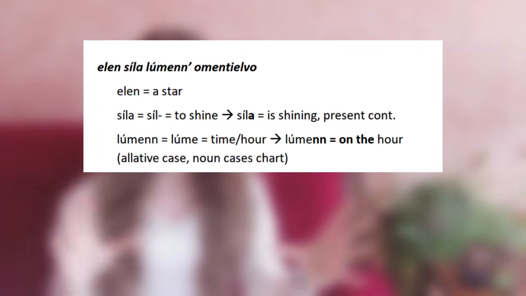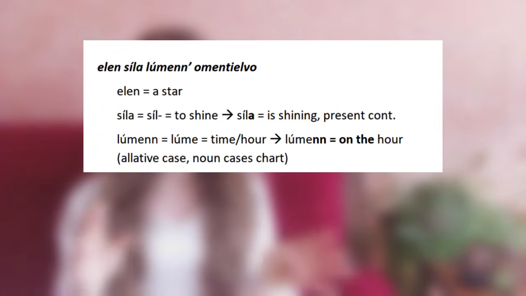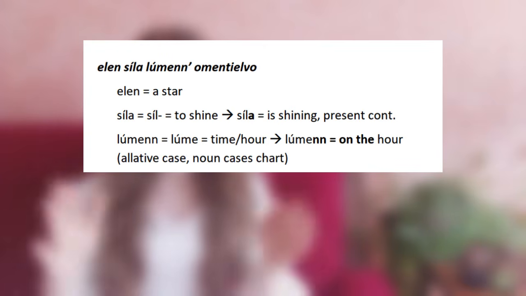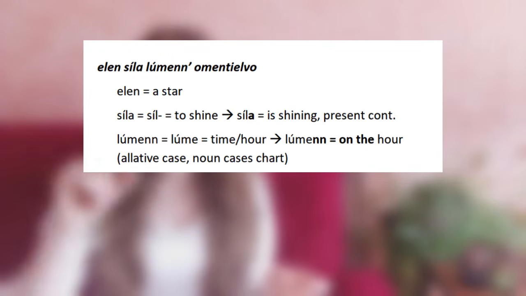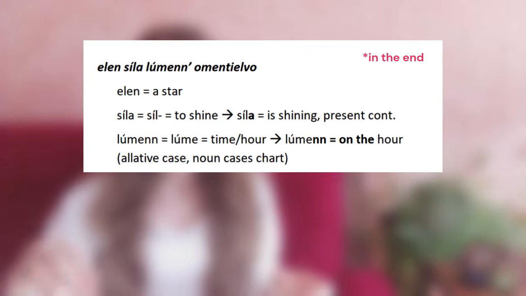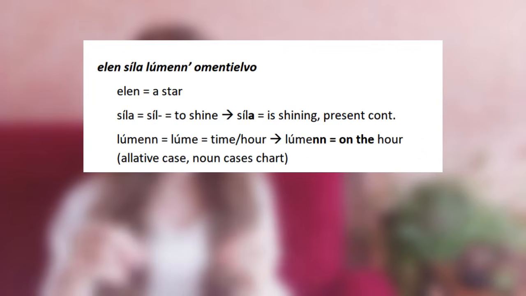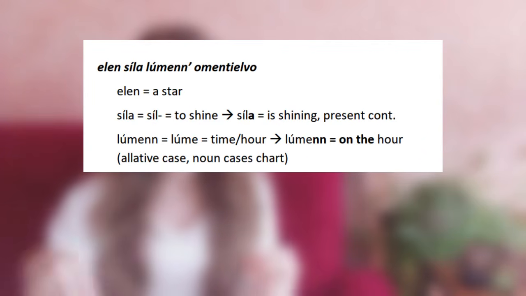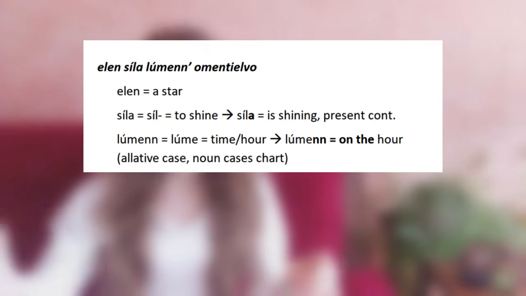Lumenn comes from the stem lume, which means hour or time. So it's another noun. And when we add the double n in the end, we transform it into on the time or on the hour. A star shines on the hour of our meeting. So this, technically speaking, is then the elative case.